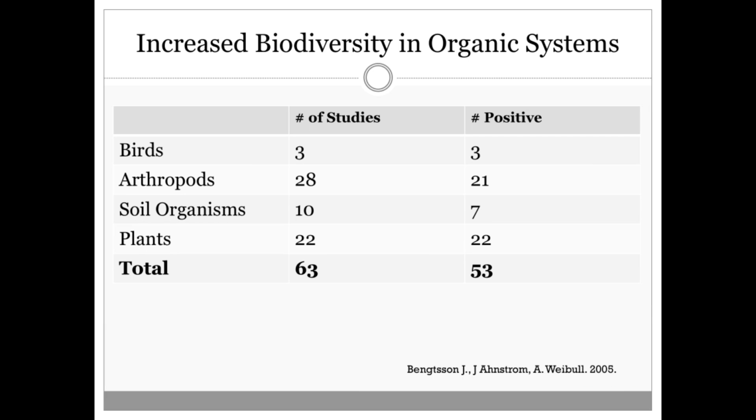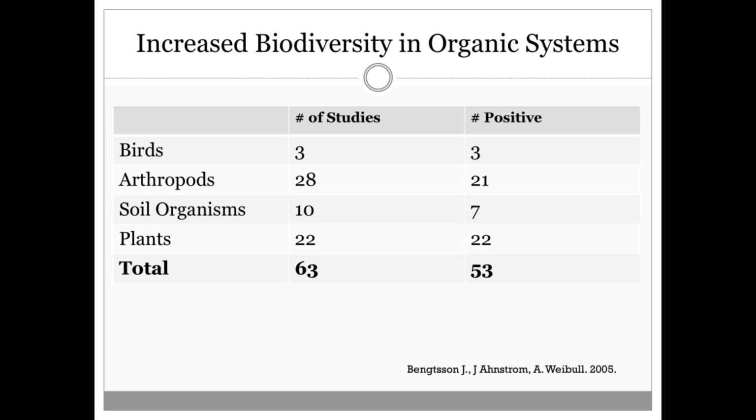These demonstrated benefits of organic farming to biodiversity are pretty consistent. This is a summary from 2005, looking at the number of studies that have compared organic to non-organic systems and the number of studies that showed a positive increase. More recent literature reviews have shown the same pattern. And in many of the cases where there isn't a positive, it's a neutral.